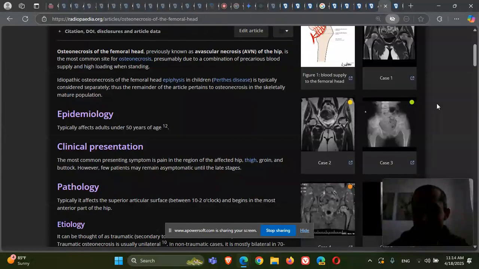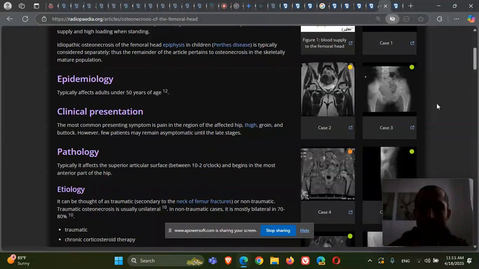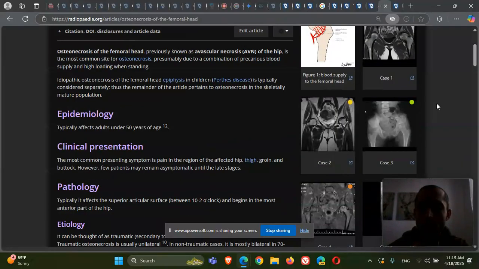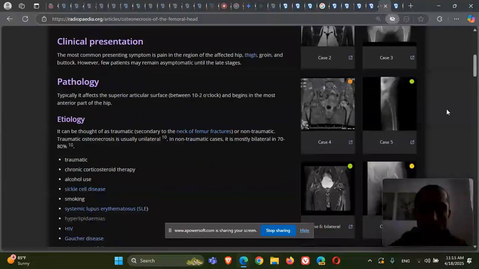Like sickle cell disease, because the sickle red blood cells cannot get to the epiphysis of the femoral head, and cause ischemia to the femoral head, and by that osteonecrosis, another name for avascular necrosis. Other things are like Gaucher disease. In children, we can talk about Perthes disease, and idiopathic osteonecrosis.